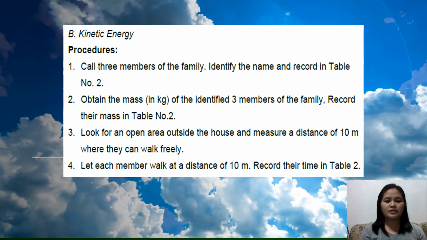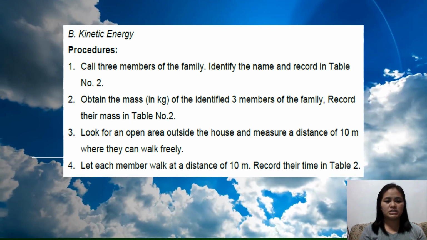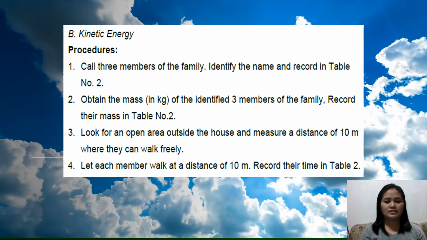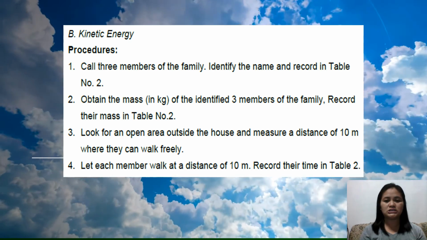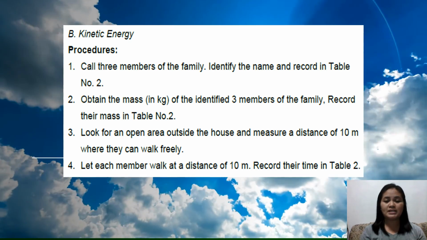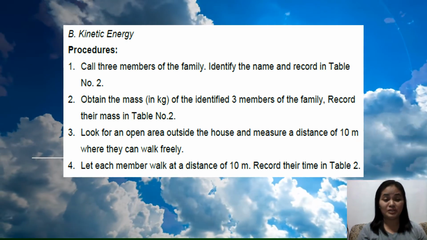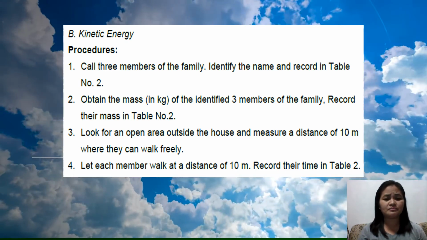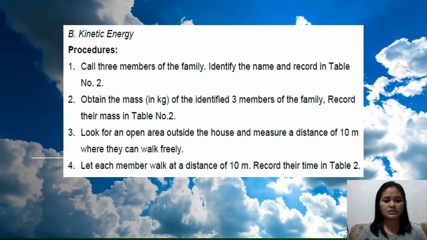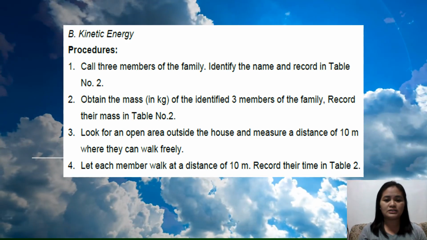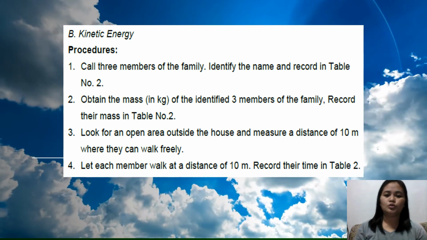Look for an open area outside the house and measure a distance of 10 meters where they can walk freely. Maglalakad daw sila dun sa 10 meters. 10 meters na space dyan sa yard, dyan sa paraangan ninyo. Ilocano, no? Basta maintindihan nyo. So, they can walk freely in the speed of their choice or velocity. Let each member walk at a distance of 10 meters. Record their time in table 2.